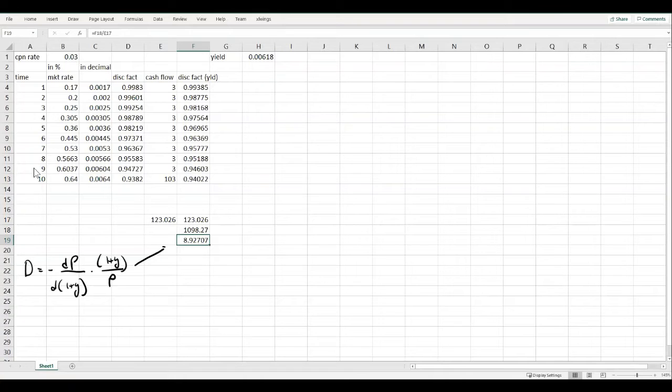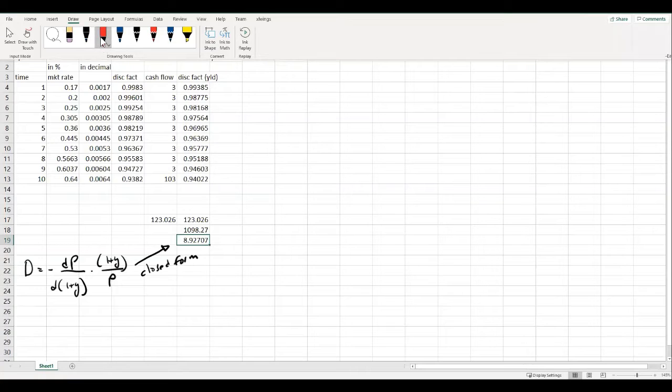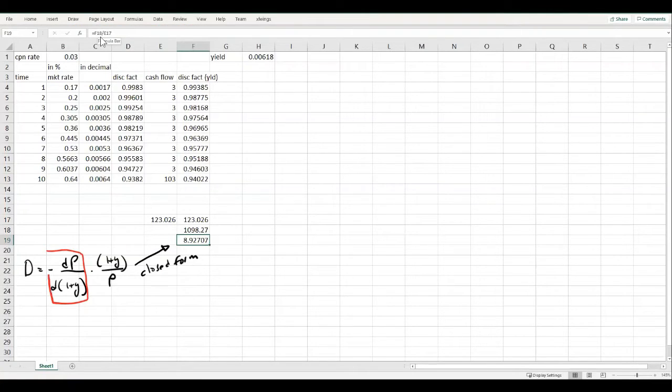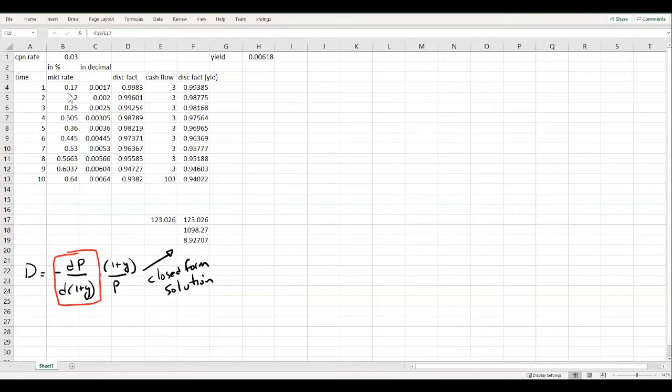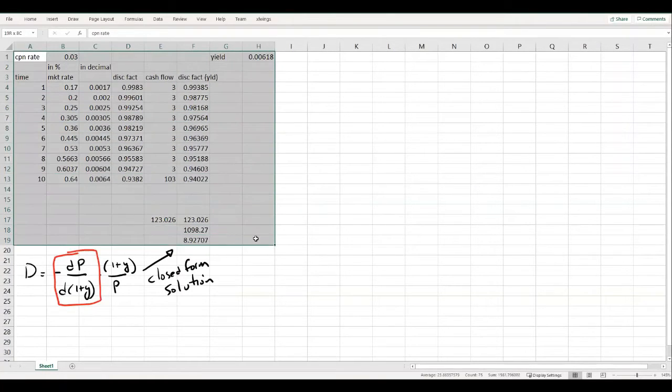Now this definition will lead to the closed form solution, which is a formula. However, we can actually calculate it this way by having this differentiation of the price with respect to 1 plus y directly. To do that, I need to make an identical copy of these calculations. But before I can do that, I need to remove all the anchoring of these calculations, so when I copy, the references of these formulas will be changed accordingly.